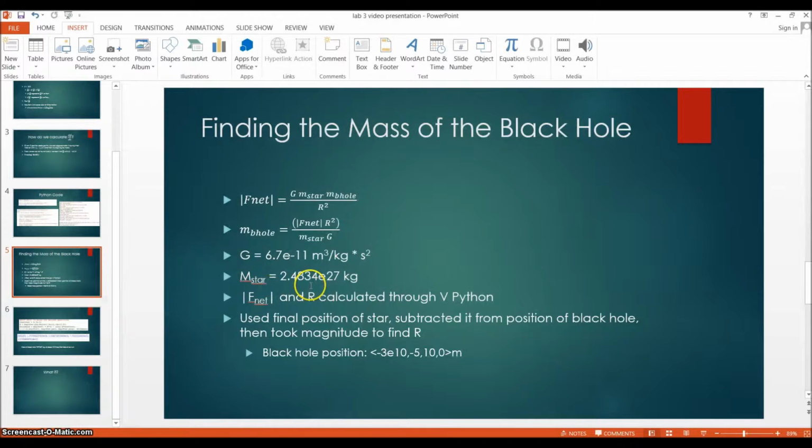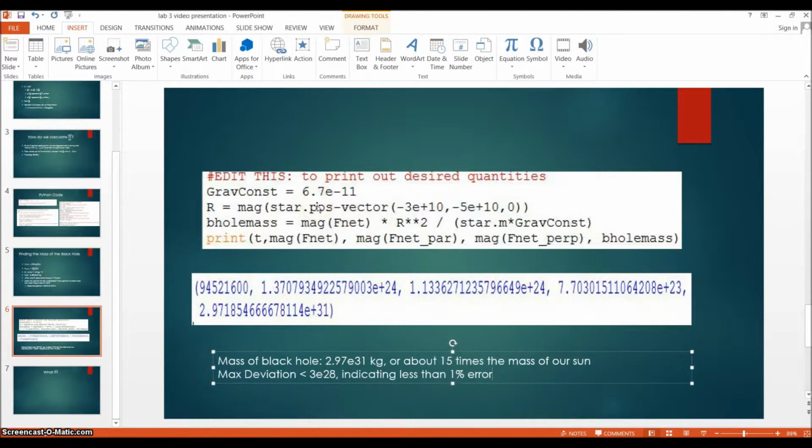To find the mass of the black hole, I took Newton's universal law of gravitation and rearranged it in order to solve for the black hole mass. I knew the value of the gravitational constant and the star's mass. VPython helped me find the radius and the net force. To find the radius, I took the final position of the star, subtracted the position of the black hole, and took the magnitude. Here you can see that I inputted the gravitational constant value, the radius, and the equation used to solve for the black hole's mass. I then used the print function to display the black hole's mass, which turned out to be roughly 2.97 times 10 to the 31st kilograms, about 15 times our sun's mass.